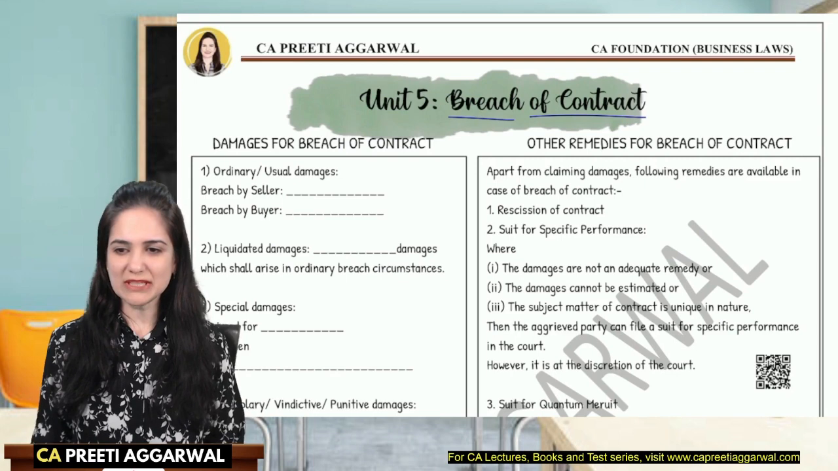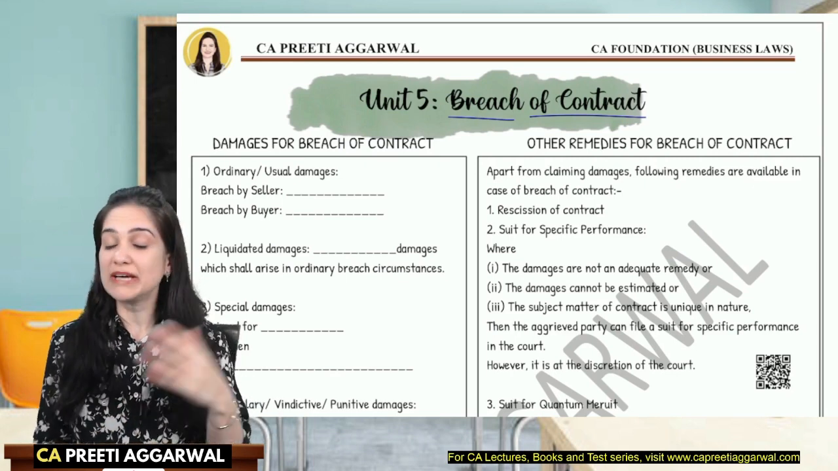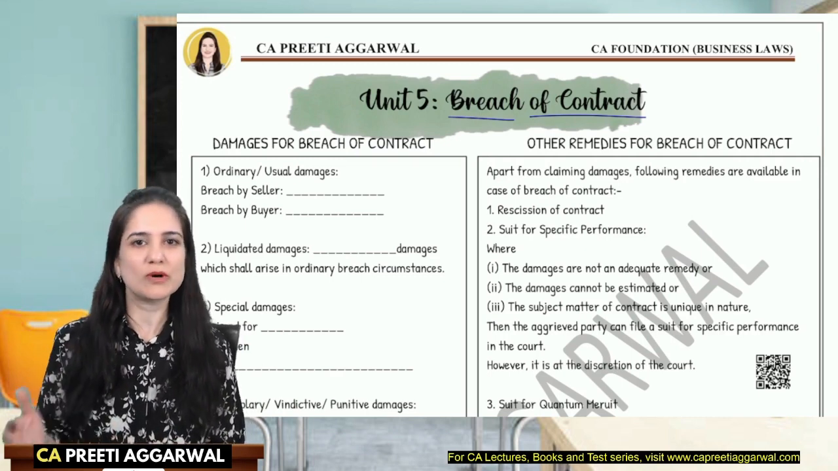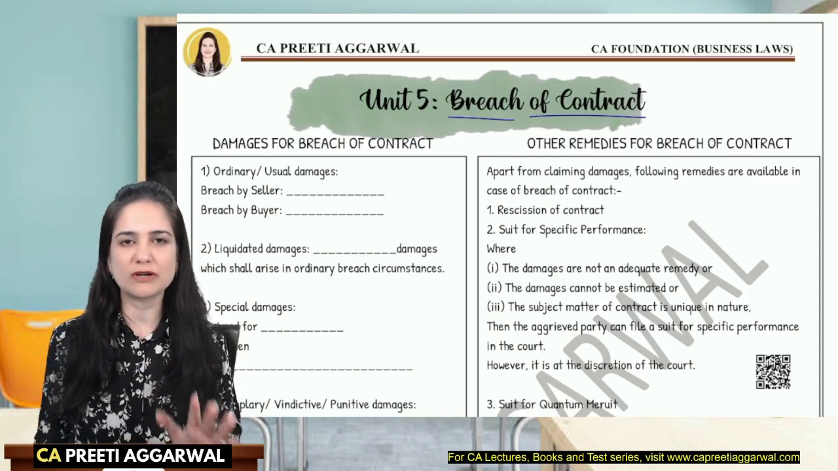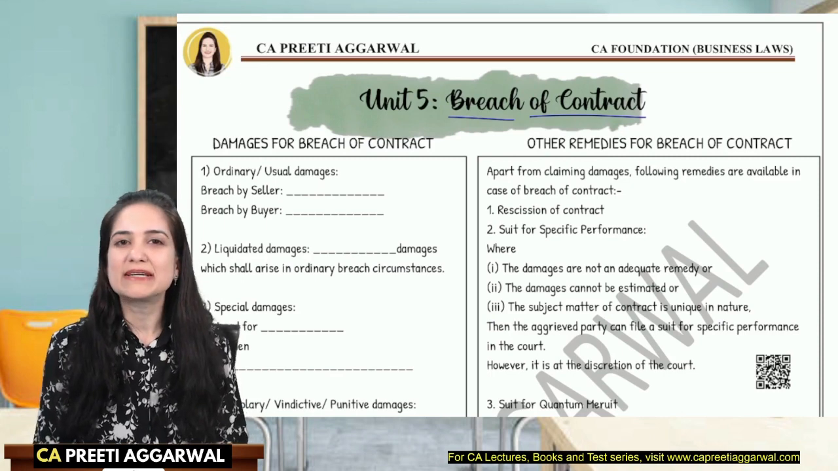Okay. Now we were discussing breach of contract. We had discussed 4 units of Contract Act, and the only units remaining are breach of contract, contingent, and quasi contract. So today I'm going to cover that in today's session. So quickly let's get started.